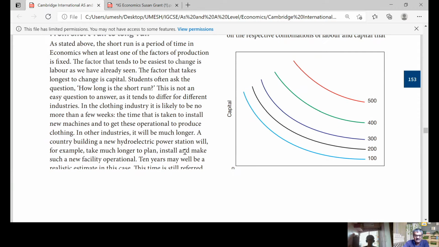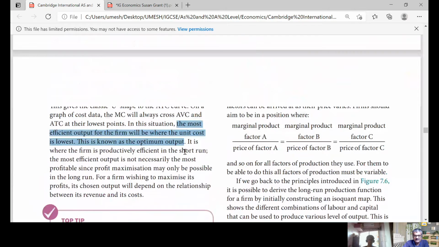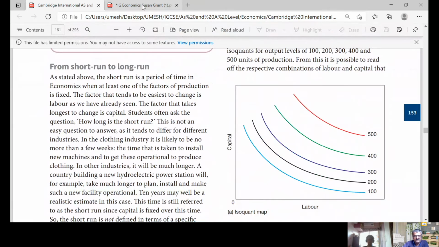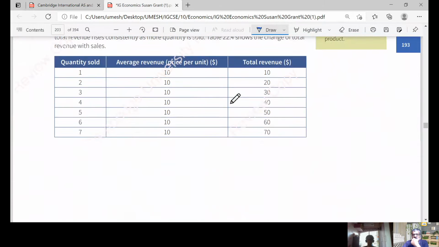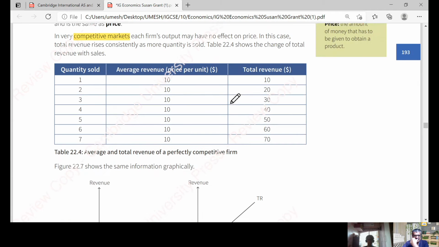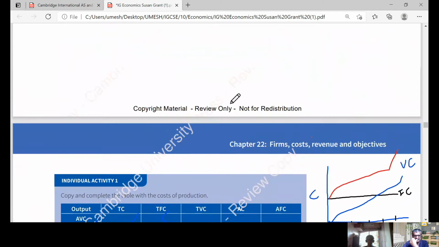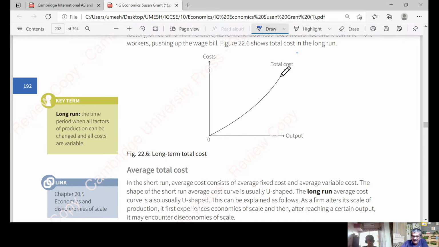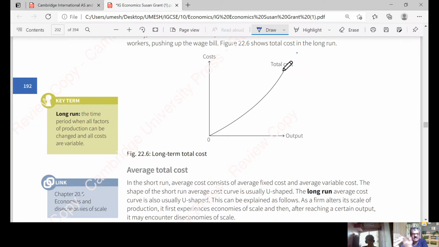So one second, I'll show you. Here they have not given it to you, so I will show you over here. Long run total cost. Can you see this? Long run total cost and long run average cost are the same. Variable cost and total cost are the same because there is no fixed cost.